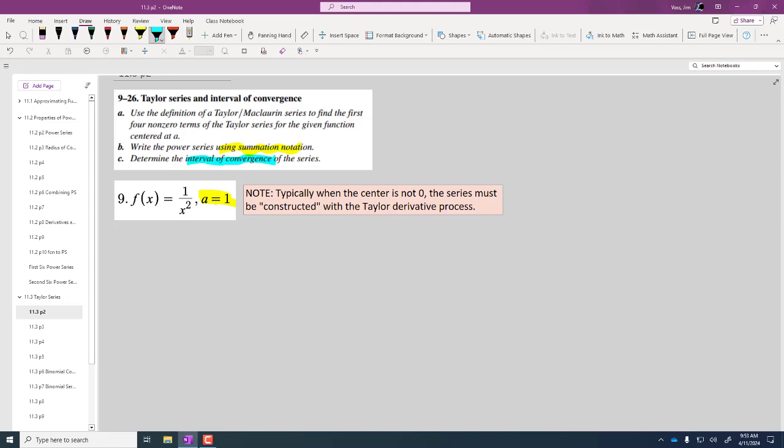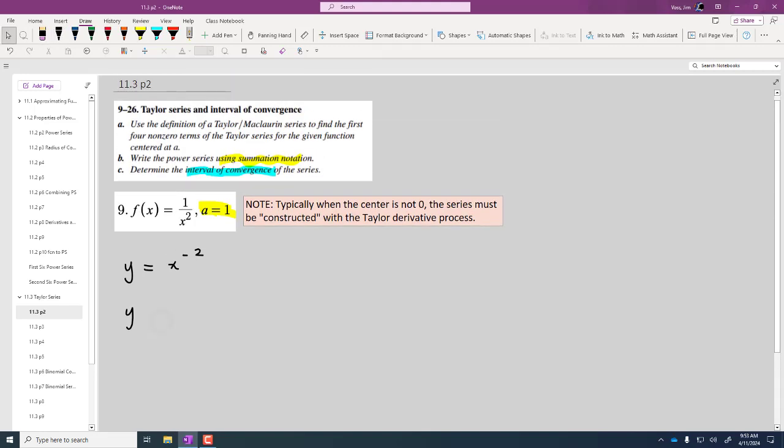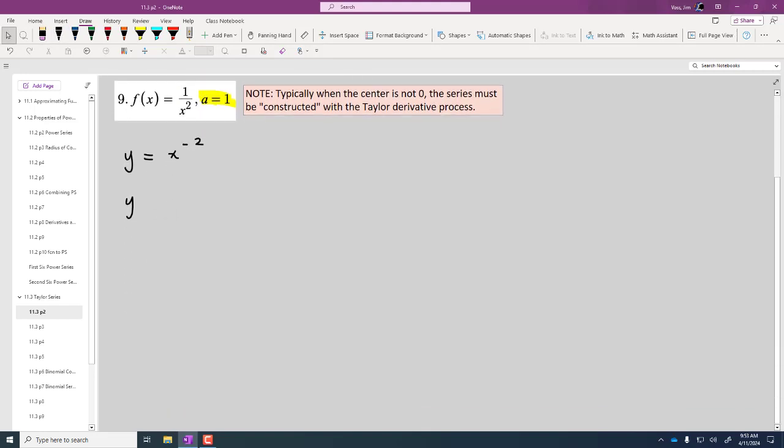Okay, so let's build the Taylor series here. We do what we've always done. I'm going to go to y instead of f because there's less writing, and we're going to write it in a way that's easy to differentiate. And then we just start taking derivatives. It's asking for, I think it said, 4 non-zero terms.